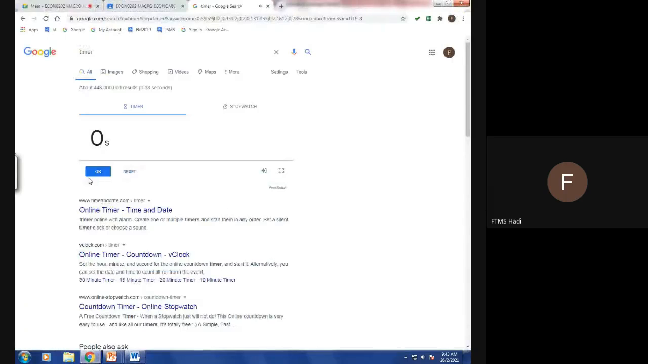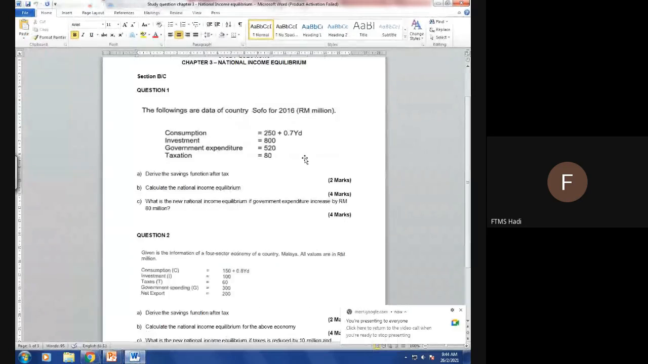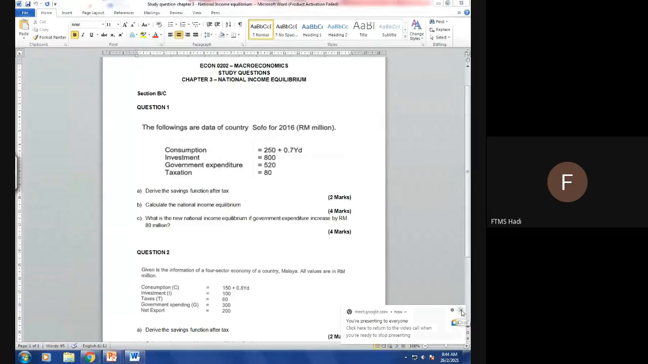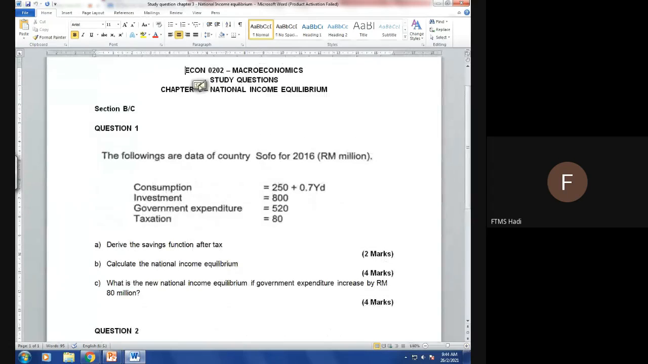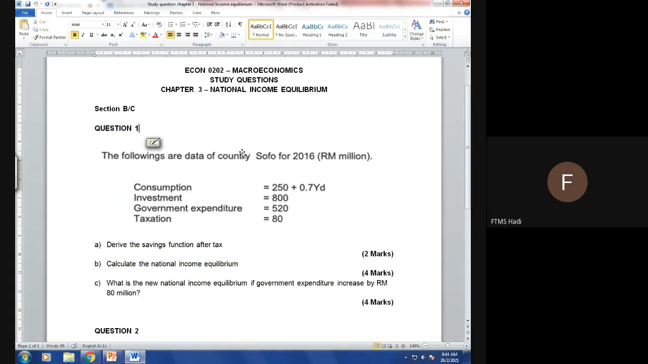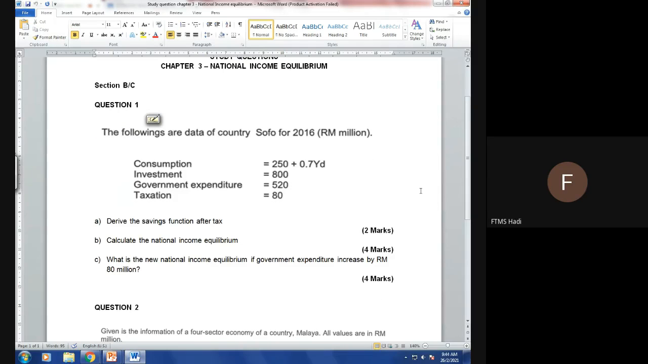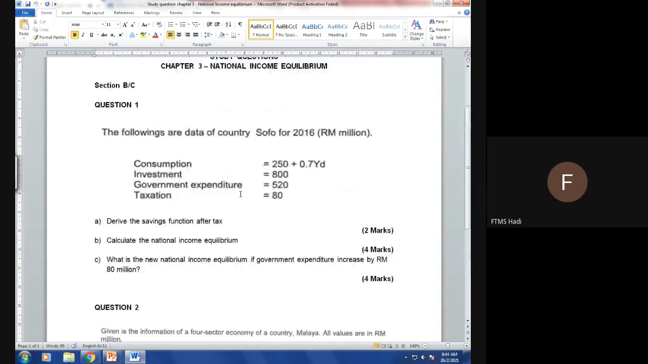Okay, let's go for study questions a little bit. Okay, so this one, zoom a little bit. Okay, this is on calculation. Okay, question one. I will demo for you two questions. No problem. Because after this you'll be sitting for the midterm.